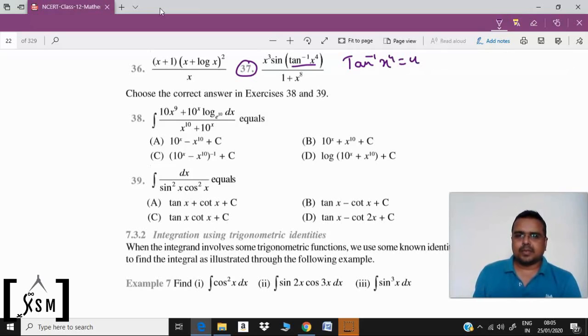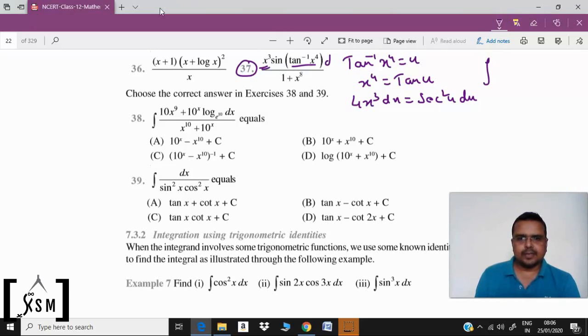So x to the power 4 would be tan u, and then we'll find the differentiation. When we differentiate it, we get 4x cube dx equal to sec square u du. Okay guys, now I think we are getting into the correct form. Let me write the question. For x cube dx, we will write sec square u du over 4, right? So I'm writing 1 over 4 sec square u du.